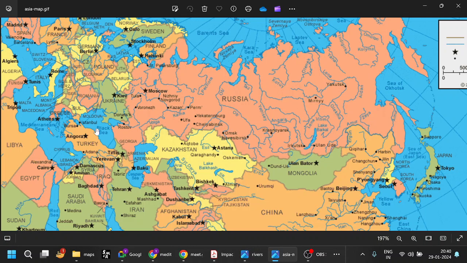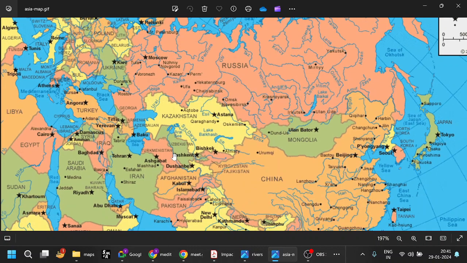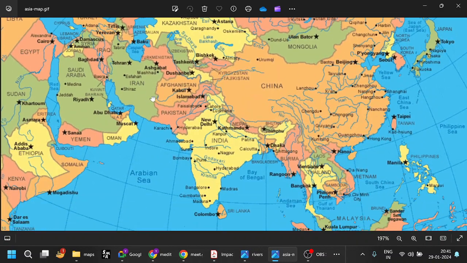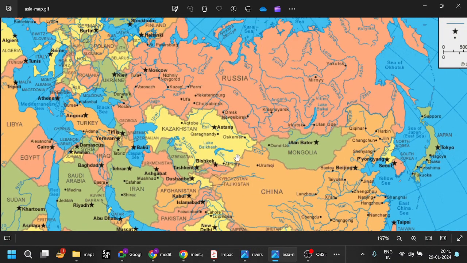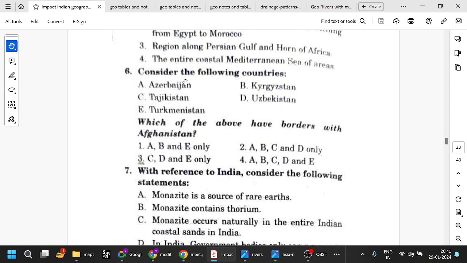So Mediterranean Sea, Black Sea, Caspian Sea. Remember that order also. He may ask from left to right. So Mediterranean Sea comes first, Black Sea and Caspian Sea. And Red Sea, Arabian Sea, they're all on the southern side. Okay, remember all these things. Fine. So Azerbaijan is almost in Europe, near to Europe. Kyrgyzstan does not have a border with Afghanistan. So Tajikistan, Uzbekistan, and Turkmenistan. This is a very important question.